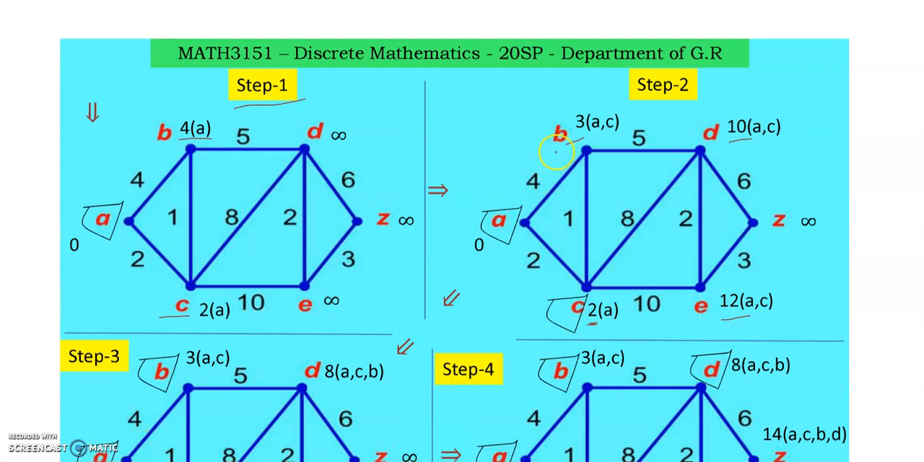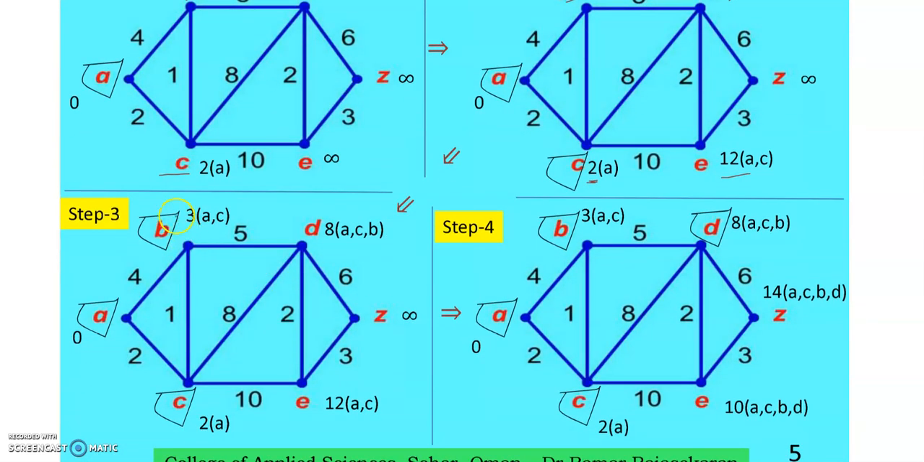Now you see here, to reach the vertex B, the minimum distance is 3. In the previous step, the minimum distance is 4. But now what is the exact shortest path with minimum distance? That is 3. If we choose the minimum between 4 and 3, this is the minimum. So 3 via A comma C is the minimum. So now I can make the circle here. That is in step 3.